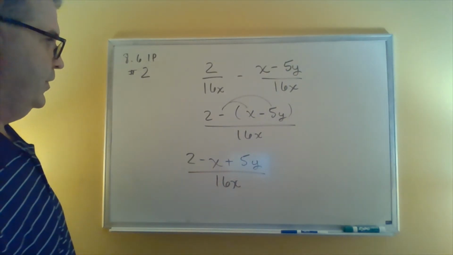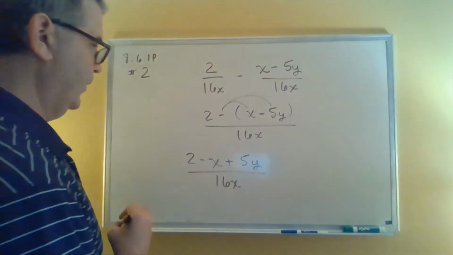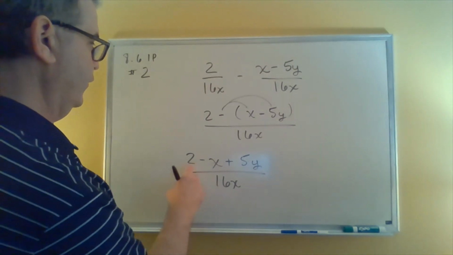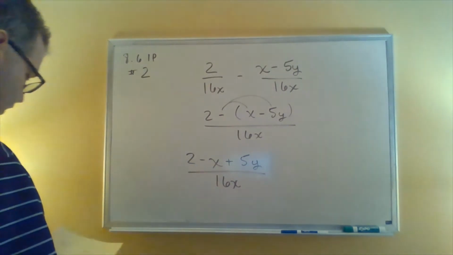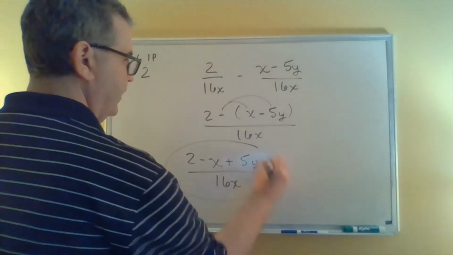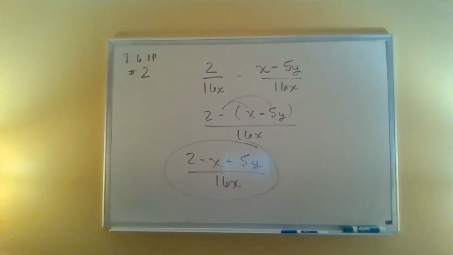And that will be it. That's my answer. There's no simplifying to do there. 2 minus x plus 5y over 16x is my answer to number 2.